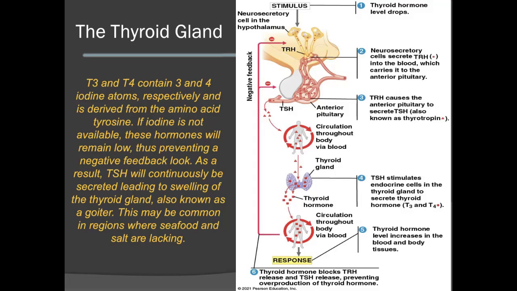If T3 and T4 are produced in normal amounts, this would then lead to the negative feedback loop, which will shut down the hypothalamus from secreting TRH and also shut down the anterior pituitary from secreting TSH.